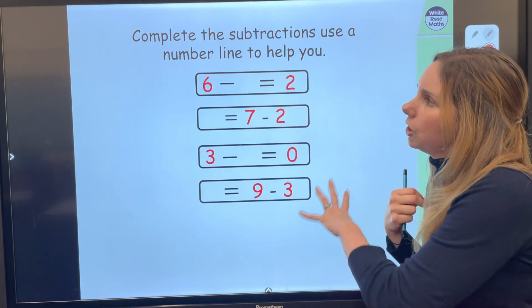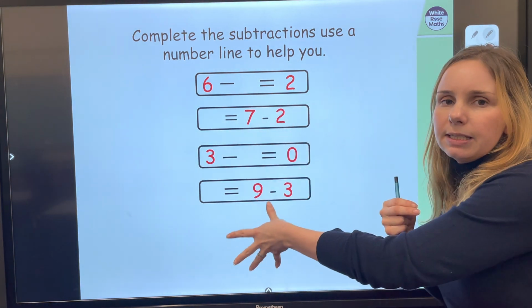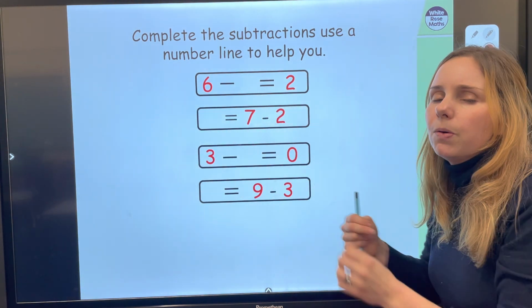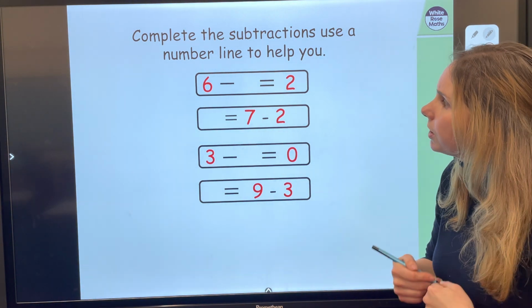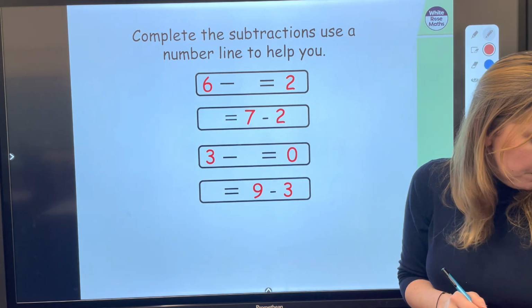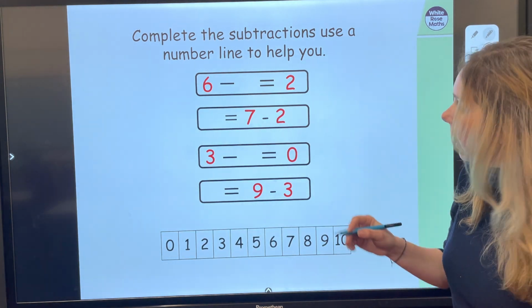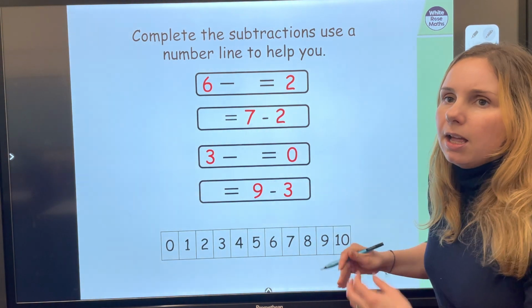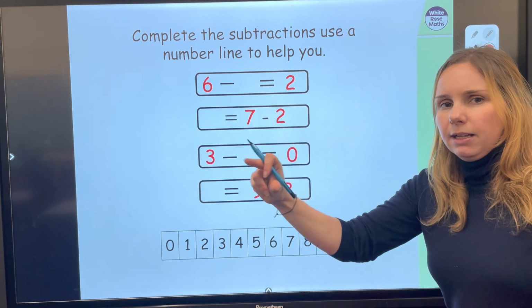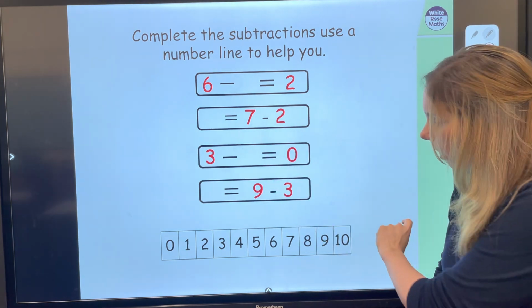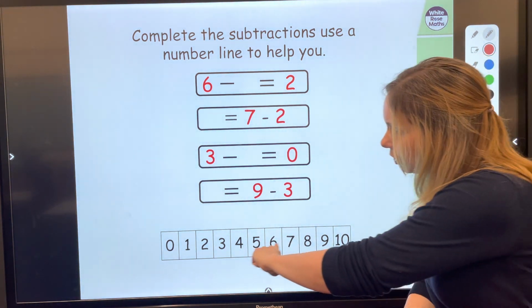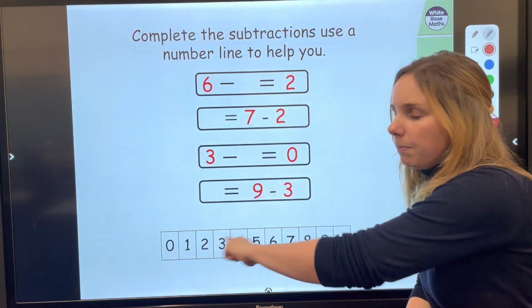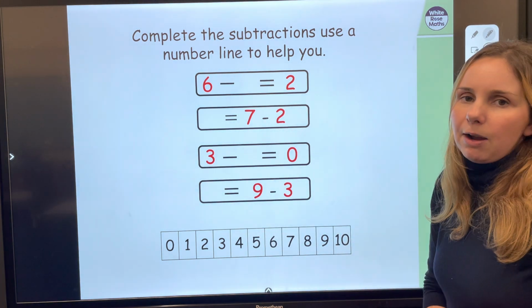On your activity sheet today, you have some number sentences like this. So we're just going to talk through how we answer these ones as well. Complete the subtractions and use a number line to help you. So sometimes a number line can be very helpful. There may be, hopefully on your Wakelet from Miss Davenport, a number line if you haven't got one at home. Otherwise, if you're not printing out, you could just write your numbers in order for each sum and you can use that to count back.